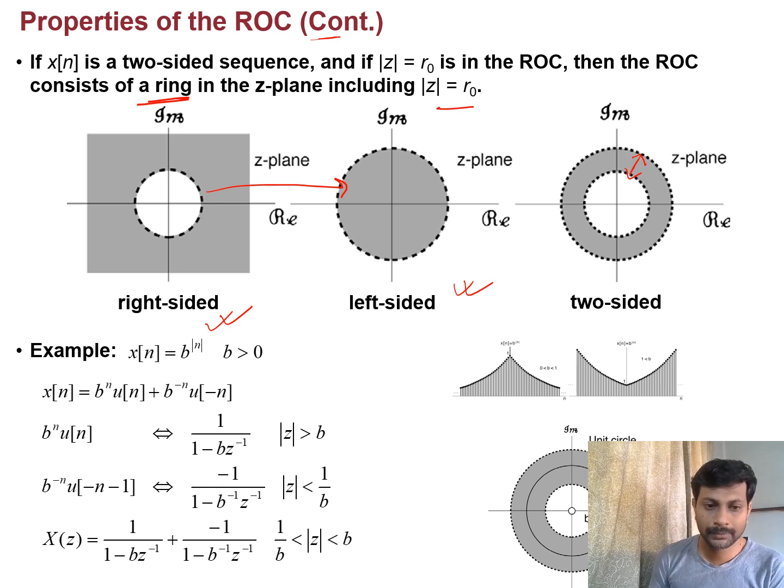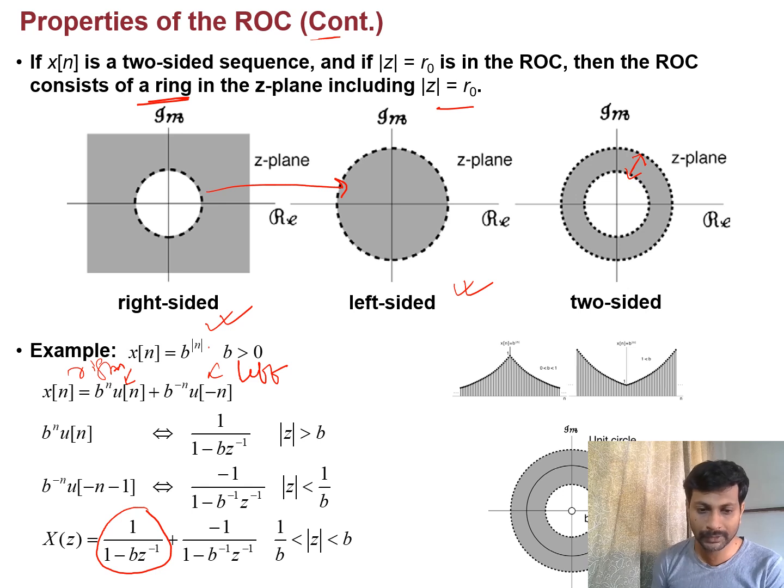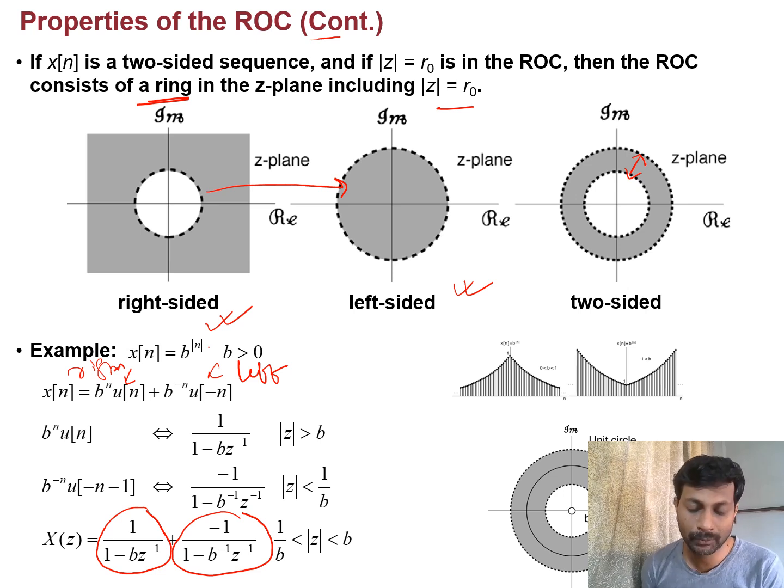For example, x[n] equal to b to the power mod n. Please note that this is b to the power mod n. So if you take mod n, it can be written as b to the power n u[n] plus b to the power minus n u[minus n minus 1]. This is the right hand sequence, this is the left hand sequence. If you simplify, for the right hand sequence you get 1 by 1 minus b z to the power minus 1, and for the left hand sequence you get minus 1 by 1 minus b to the power minus 1 z to the power minus 1. So you get the ROC as a ring: mod z greater than 1 by b but less than b.